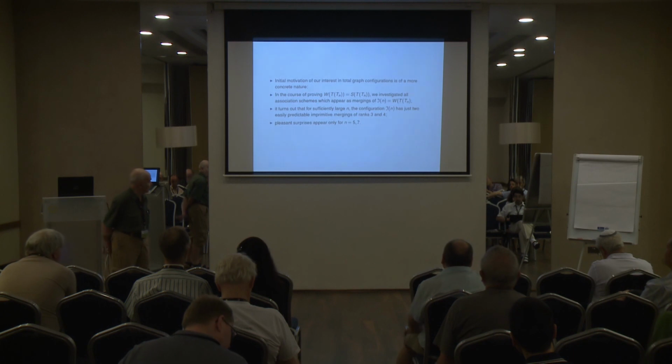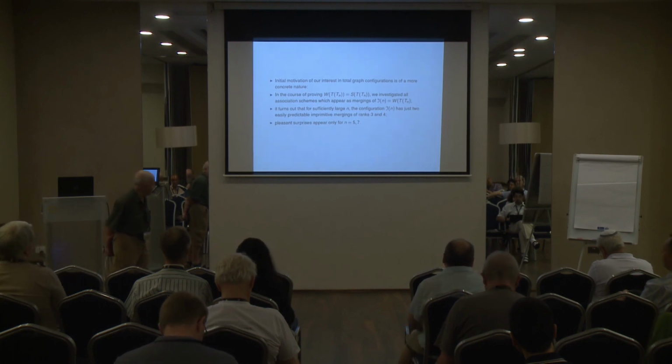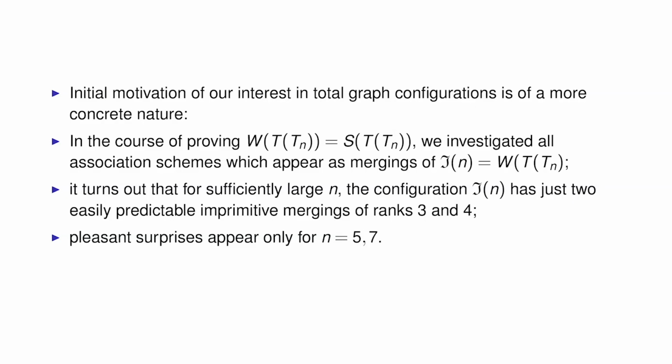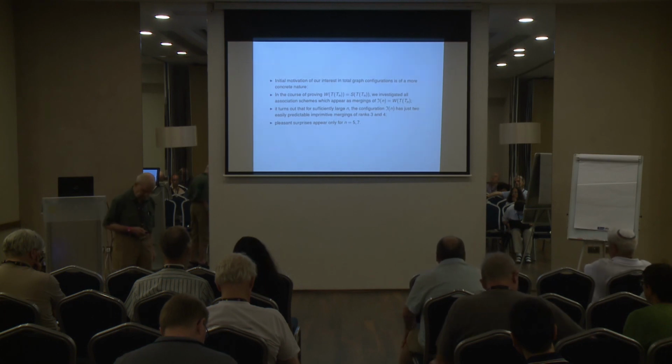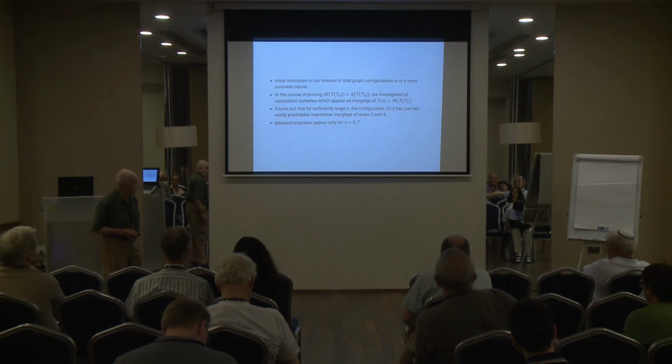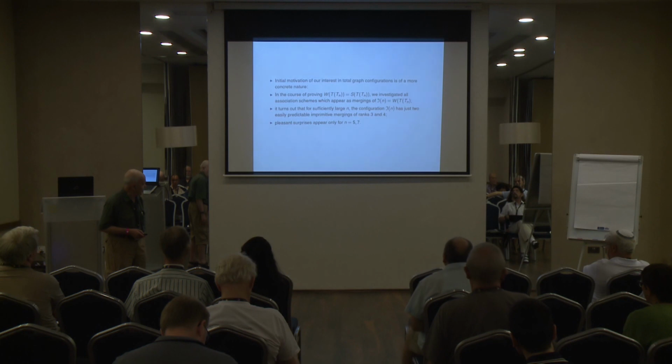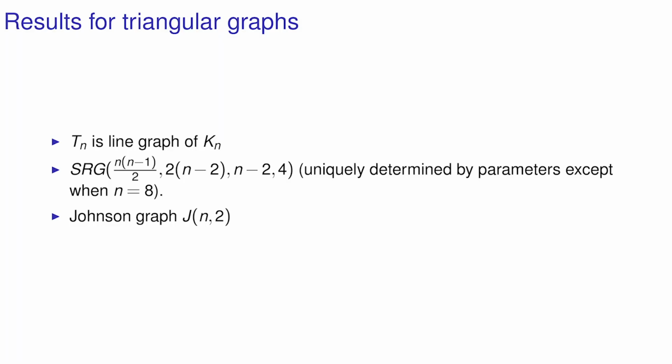So, the initial motivation of our interest was of a very concrete nature. We were working with an infinite class of strongly regular graphs, classical graphs. A triangular graph is nothing else but the line graph of a complete graph. It is a classical strongly regular graph. We constructed the total graph for this triangular graph, and we were willing to describe the total graph configuration and to see if there appear some interesting subalgebras or, in combinatorial language, interesting mergers. And the answer, obtained a while ago by Muzychuk, is that usually there are no such mergers. But there are a few exceptions: n equal to 5 and n equal to 7. So this was briefly what we are doing.